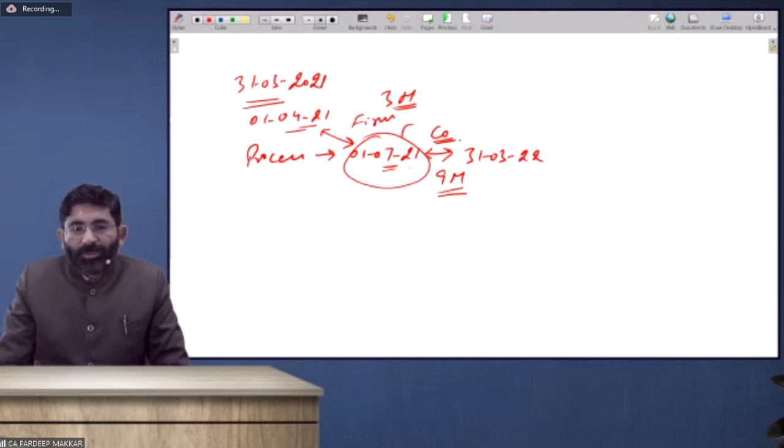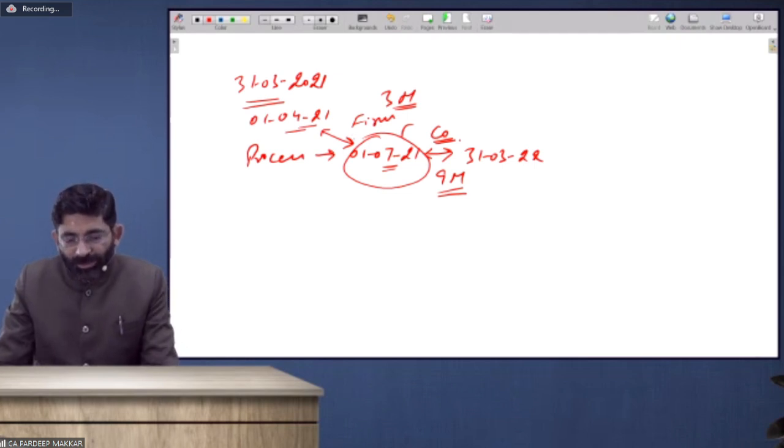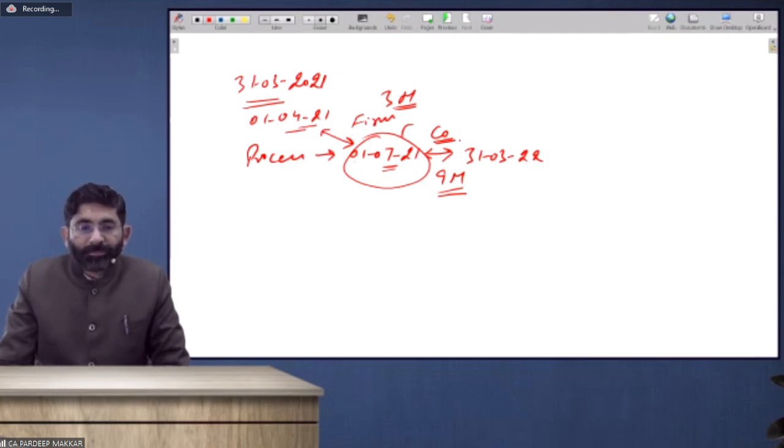So the main concept is of 3 months, when the books are to be closed and we have to do the efforts. So maybe you may get a question in your exams. You will have to do 2 types of accounting. One is the accounting of a firm for 3 months, and second is the accounting of a company for 9 months.